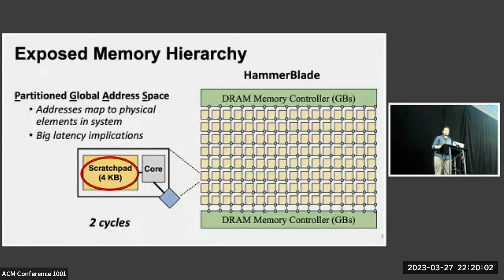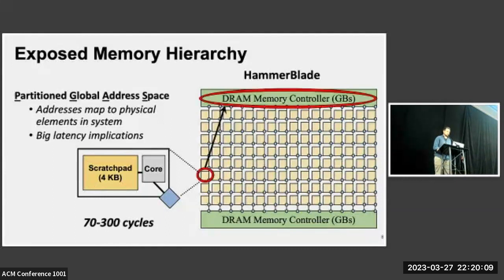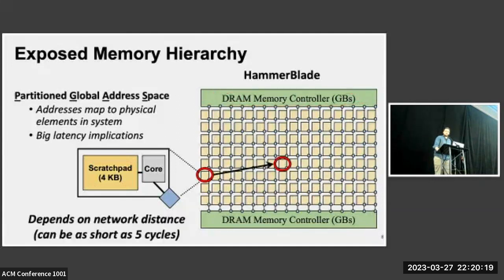On the example of Hammerblade, which is the Manycore that we target, each core is co-located with 4 kilobytes of Scratchpad, which is a 2-cycle latency to access. On the other hand, if you want to access the abundant shared memory that exists off chip, that's on the order of 70 to 300 cycles. Another key thing you can do on Hammerblade, and this will come into play later, is that cores can access each other's Scratchpad memories, the latency for which depends on their relative distance on the chip, but this can be as fast as 5 cycles. And this is all just to say that software needs to carefully consider the latency hazards of every single memory load and store.